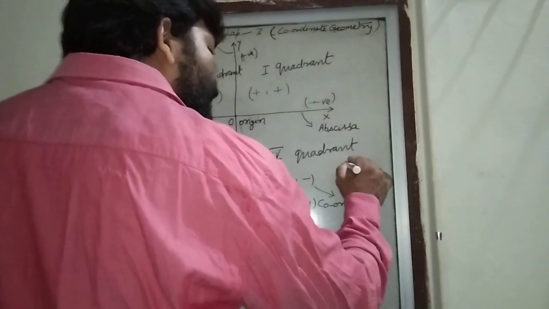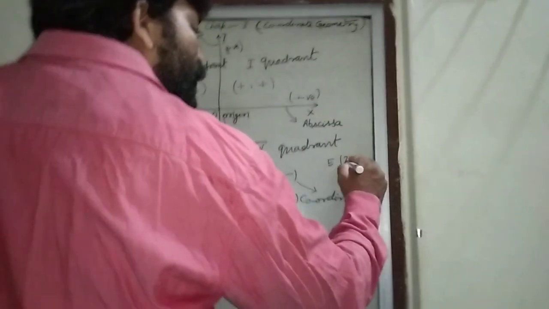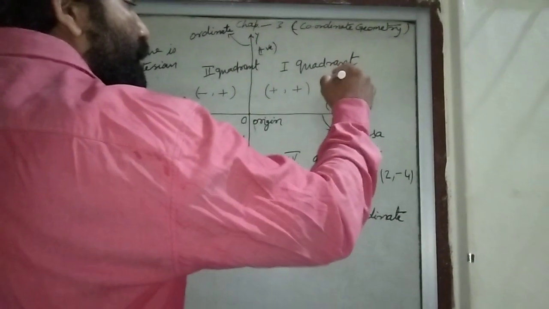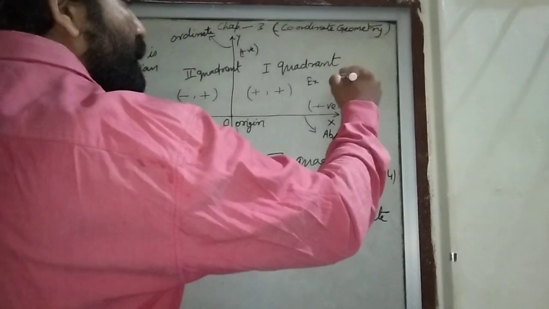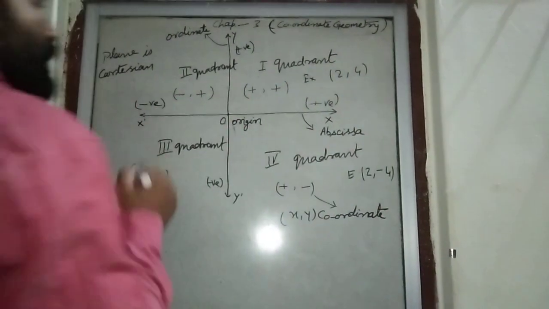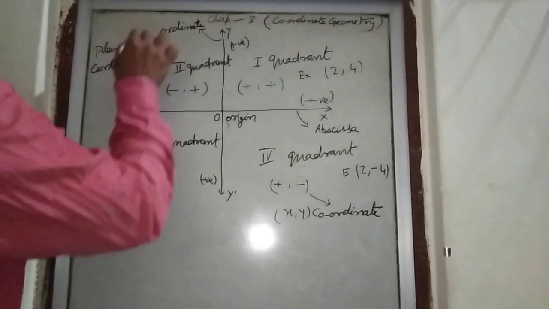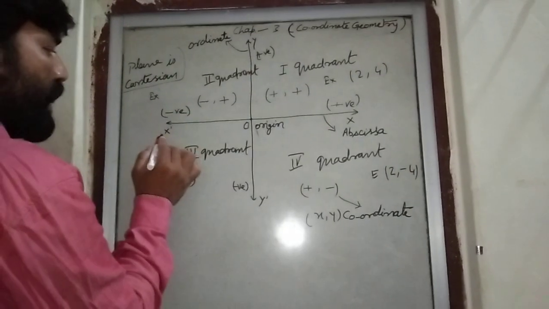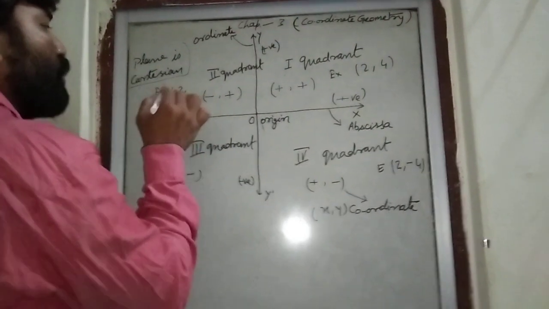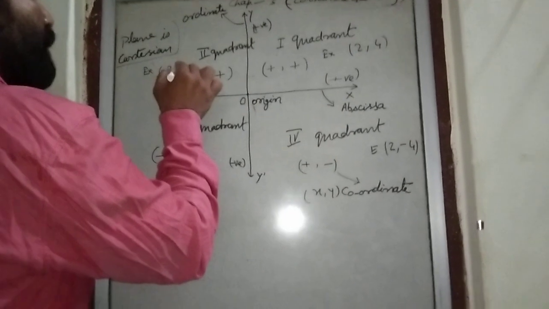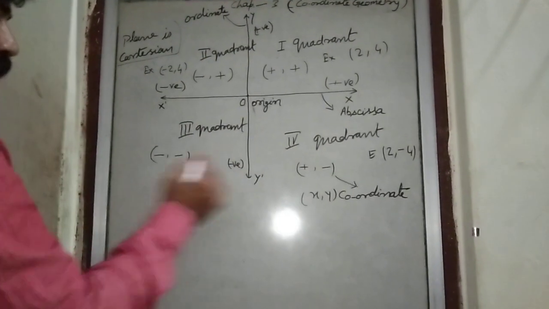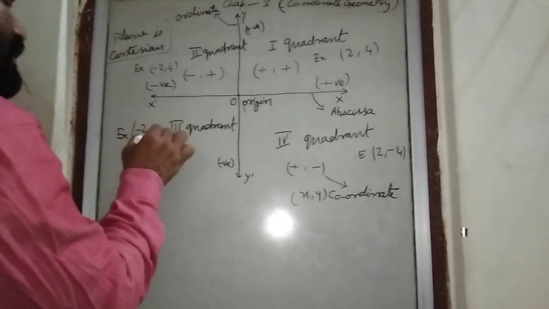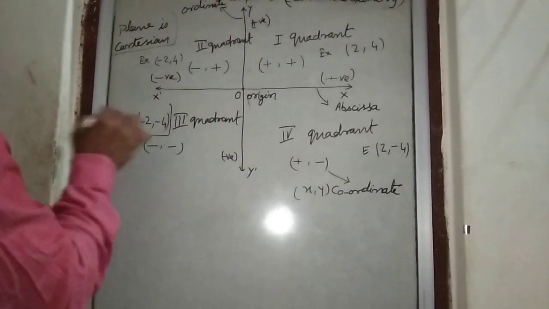For example, here suppose that here 2 comma minus 4, then this point in the first quadrant 2 and 4, and in the second quadrant this point minus 2 and the value of abscissa, ordinate is 4, and in the third quadrant minus 2, minus 4. This is the example.